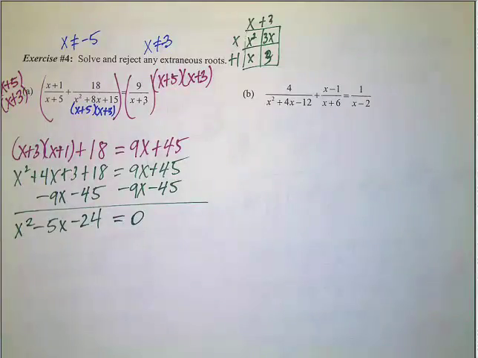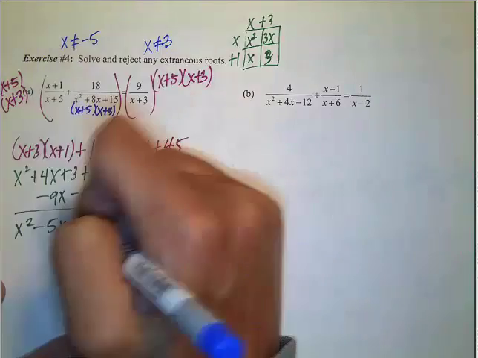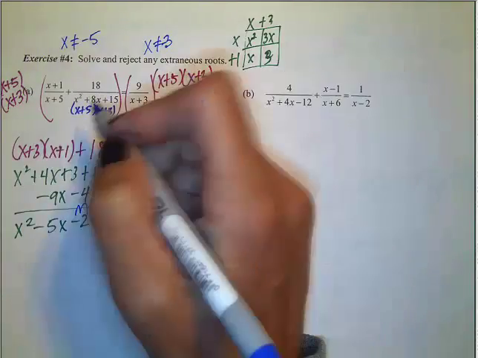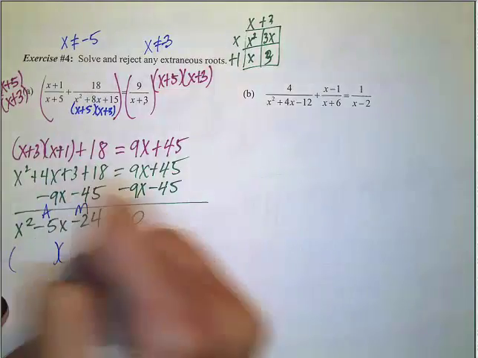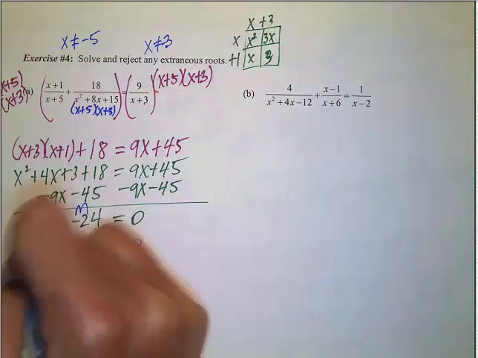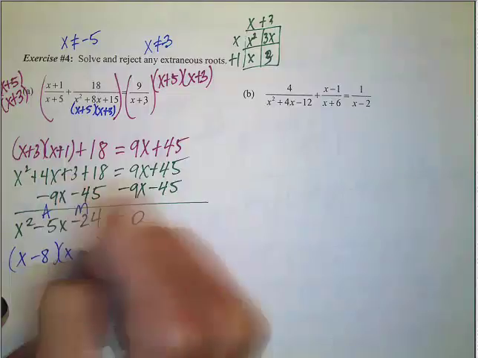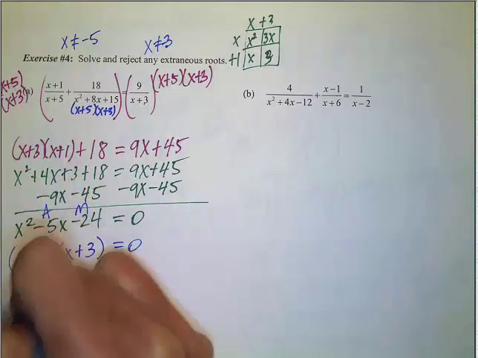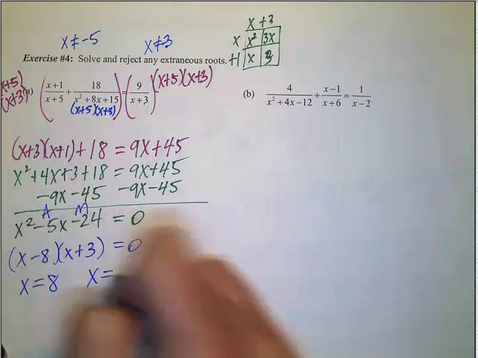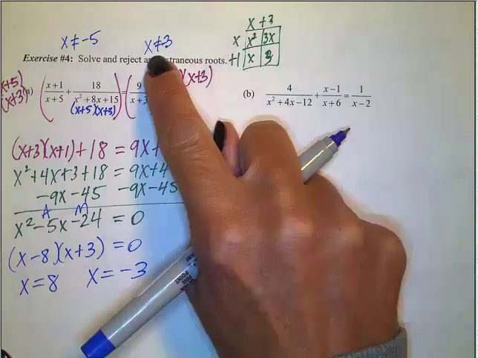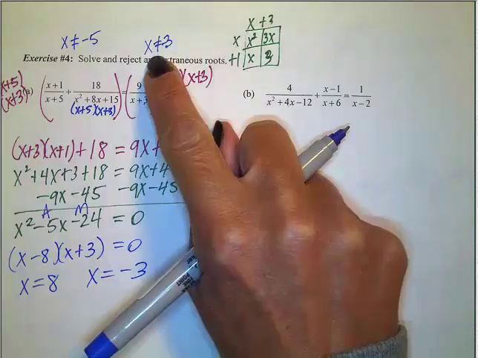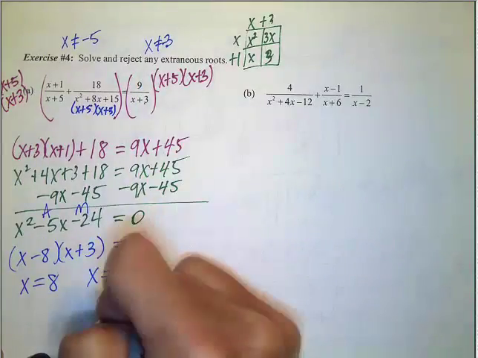So what multiplies to 24 or negative 24 and adds to negative 5? So x and x, negative 8 and positive 3. So x equals 8 and x equals negative 3. Uh-oh! Way back up at the beginning, we got x cannot equal negative 3. So this is a reject.